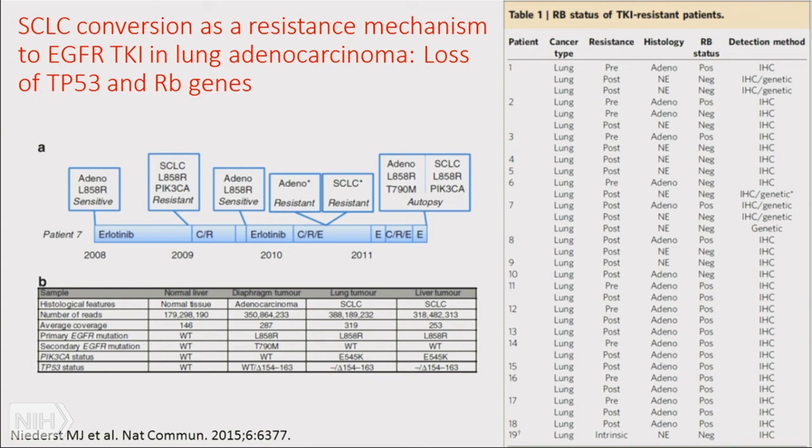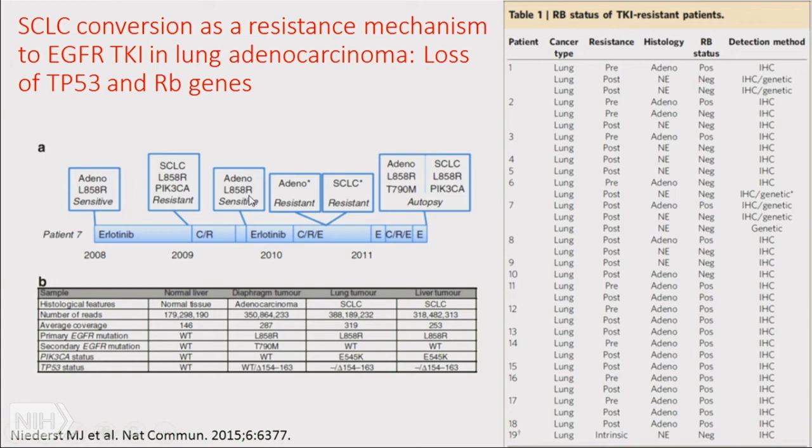About a year later, he developed small cell lung cancer. The genetic profiling showed that the small cell lung cancer actually has the EGFR L858R mutation. In addition, the small cell lung cancer also has the PIK3CA mutation. So this patient was treated with chemotherapy and radiation. And after the patient finished the chemoradiation therapy, the patient was back on erlotinib treatment for the EGFR-positive lung adenocarcinoma.